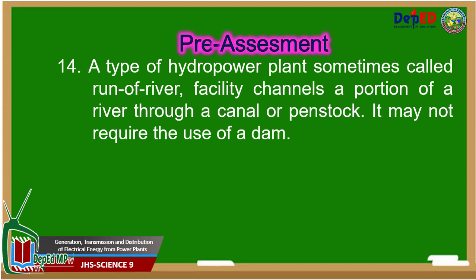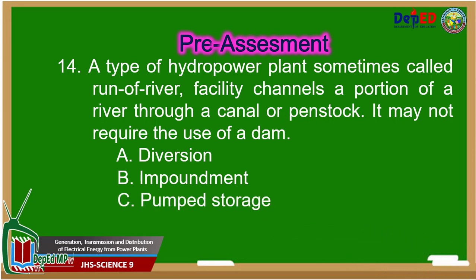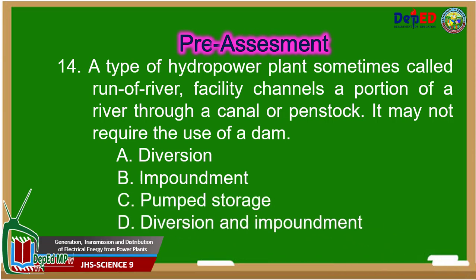14. A type of hydropower plant, sometimes called runoff river, facility channels a portion of the river through a canal or penstock. It may not require the use of a dam. A. Diversion. B. Impoundment. C. Pump storage. D. Diversion and impoundment.